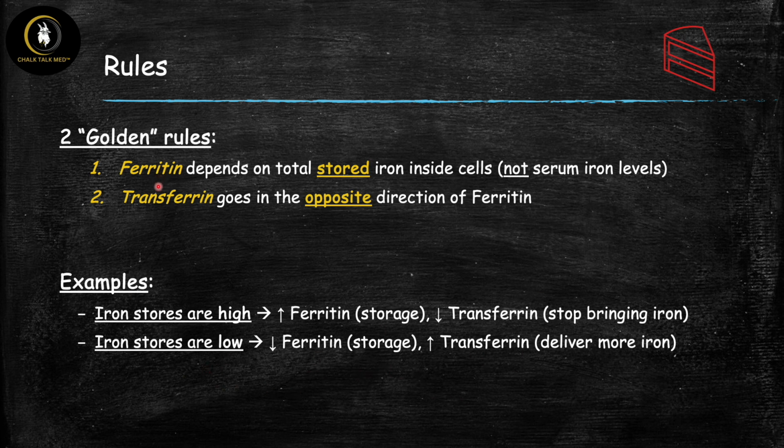So key takeaways, ferritin depends on the total stored iron inside of the cells, not the serum iron, and transferrin level is going to go in the opposite direction of whichever way ferritin went. If you keep these in mind, it's going to be a piece of cake.